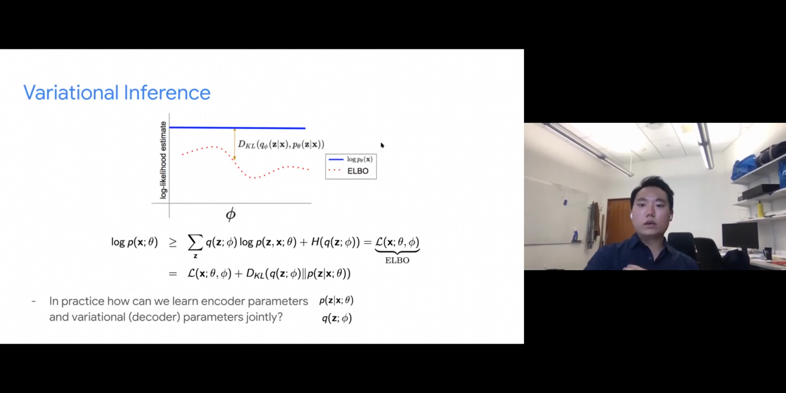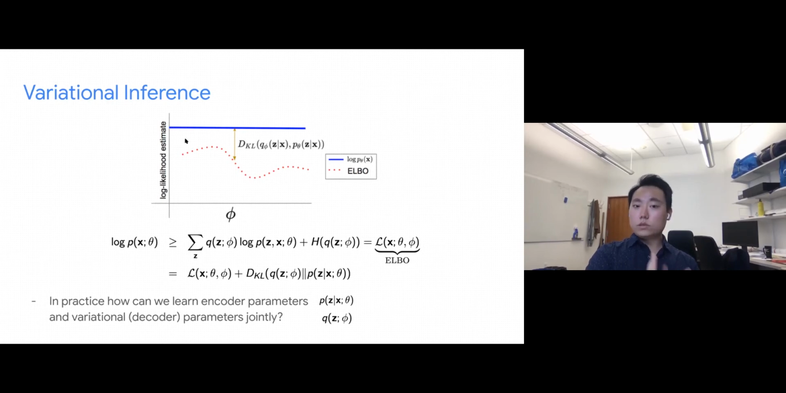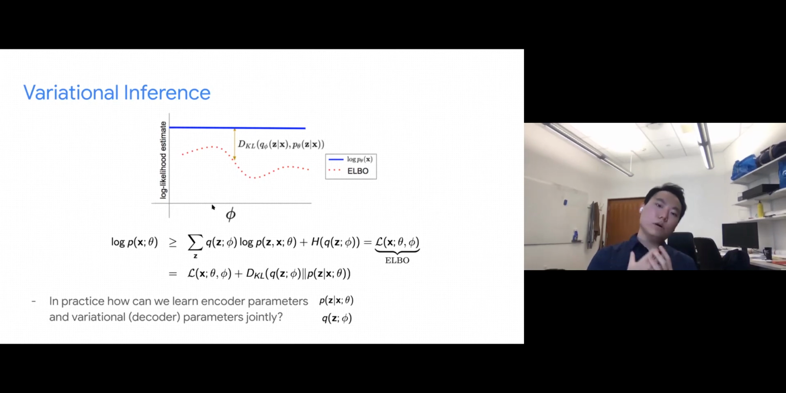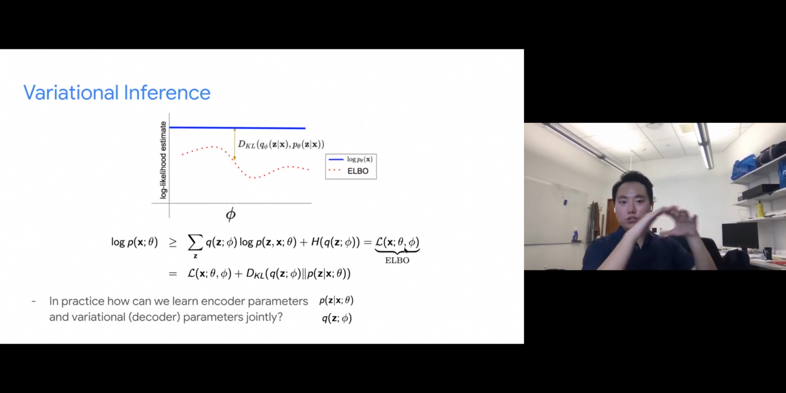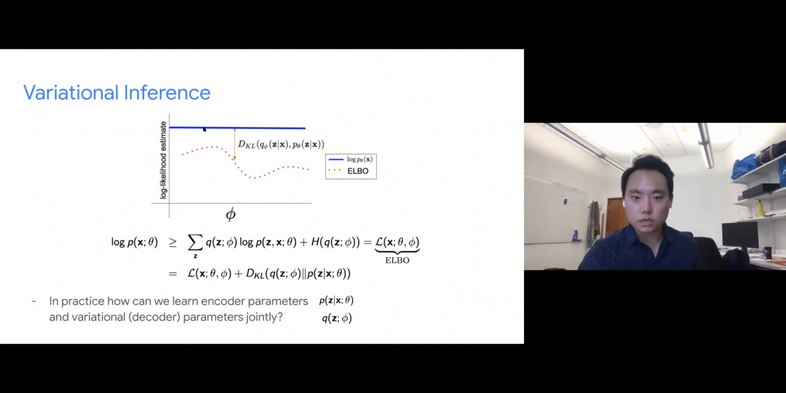And with respect to phi, the log likelihood of your data is actually constant. The log likelihood of your data depends on theta, but with respect to phi it is constant. So the goal here is to find a good setting of these variational parameters phi, such that the KL divergence between your proposal distribution q and p is as low as possible, and therefore your evidence lower bound is as tight a lower bound as possible with respect to your data log likelihood. If it's as tight as possible, that means that optimizing this evidence lower bound will give you the best approximation to actually optimizing this data log likelihood.